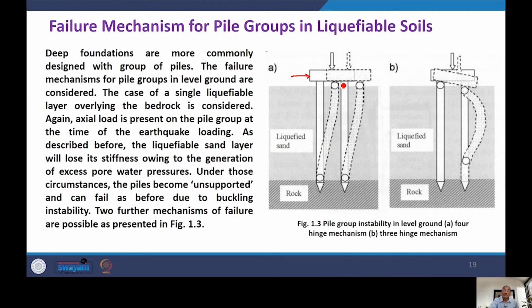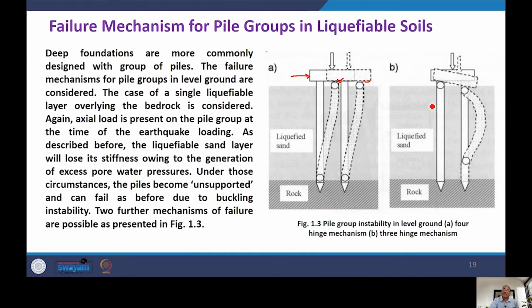So what happens? You get one plastic hinge, another plastic hinge, which is at the junction of the pile cap and the pile head. Another plastic hinge is formed at the junction of the liquefiable layer and rock. So four plastic hinges are formed in this figure when the pile cap is just moving in a horizontal direction, but it is not rotating. So for a pile group in level ground, there is a four-hinge mechanism in the first case.